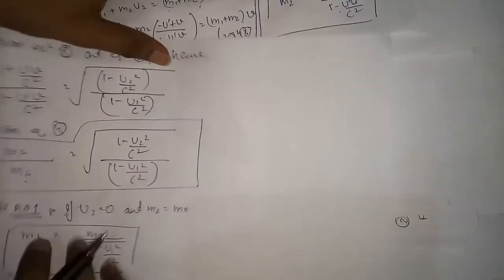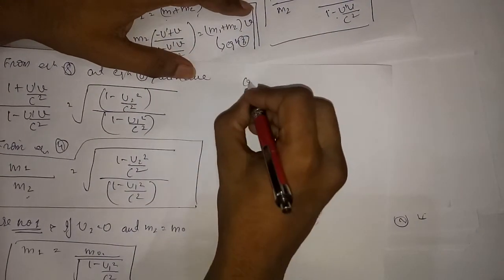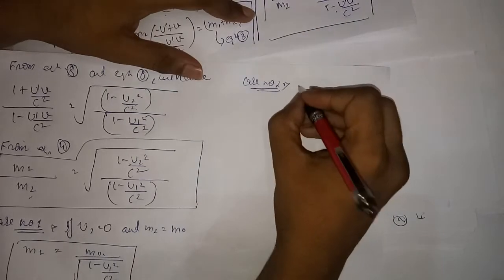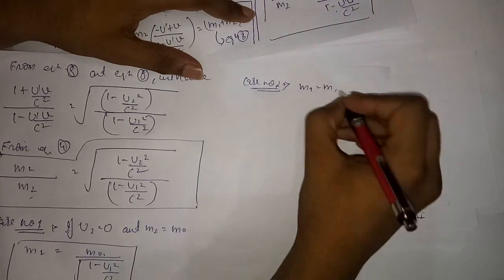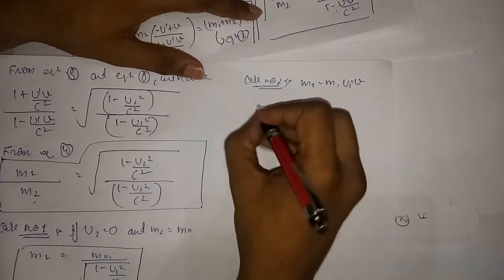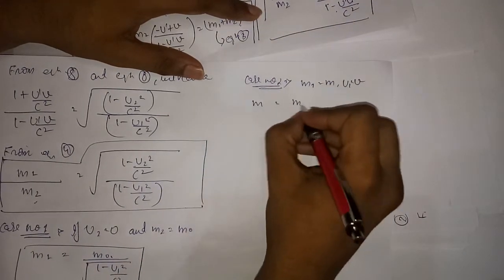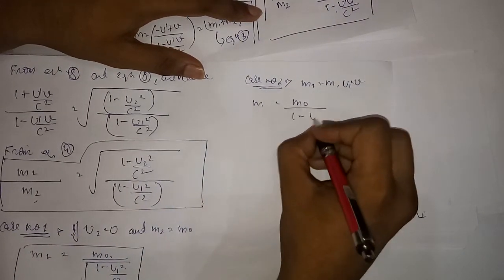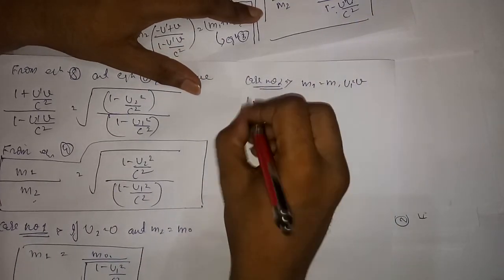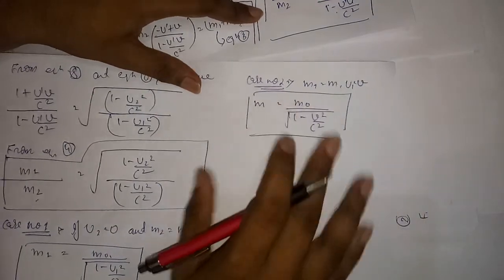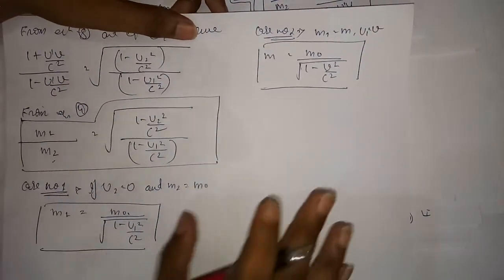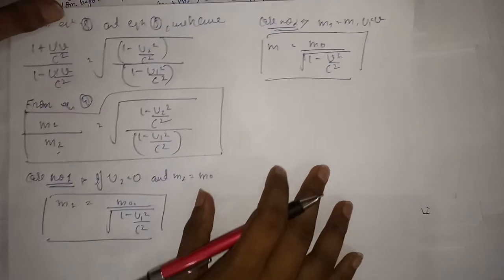Now moving to our case number 2, that is when m1 equal to m and u1 equal to v. So we will have m equal to m0 upon 1 minus v square upon c square under root, right? So gentlemen, this is all about this topic.